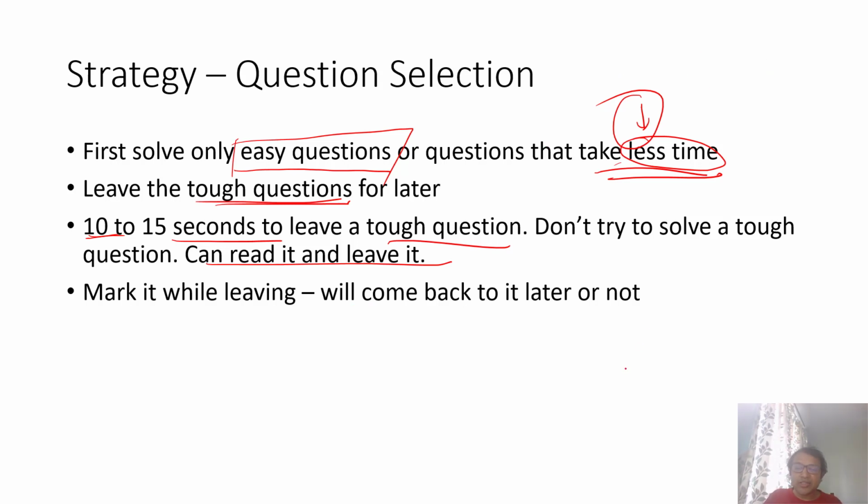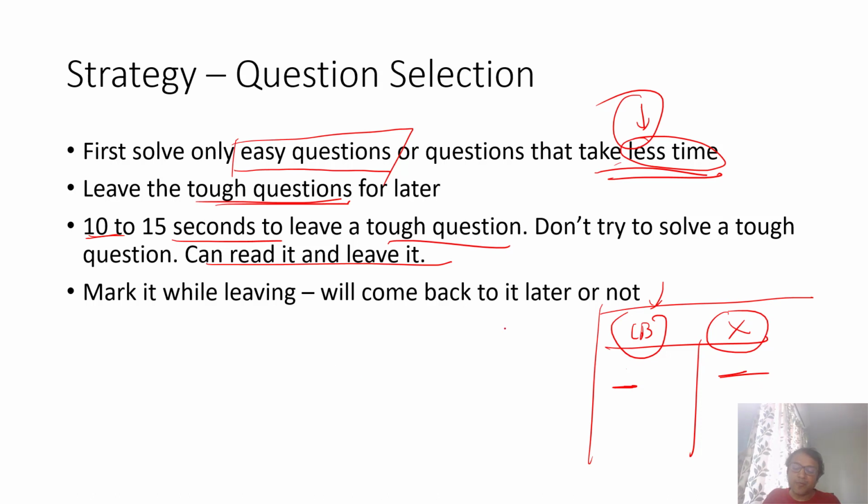Normally what I do in the examination is I make two columns. One is questions I will not come back to and one is questions I'll come back to later. Okay, this is what I do. If I feel I'm not going to come back to it, I'll write the question number here. If I feel I'll come back to it later, it's possible to solve, I'll write it here. So that means after my first round of solving, I exactly know which questions to come back to. Okay, that helps. So try to make this particular list and go about it.